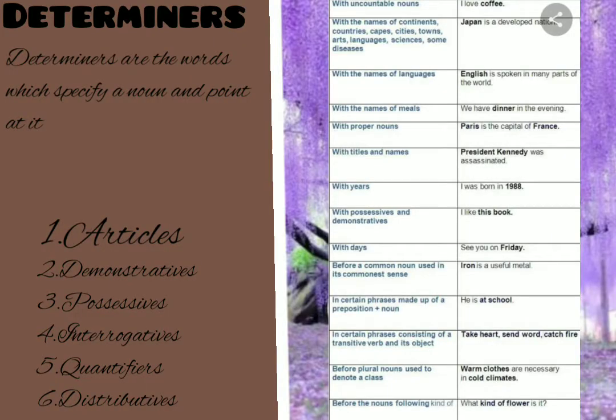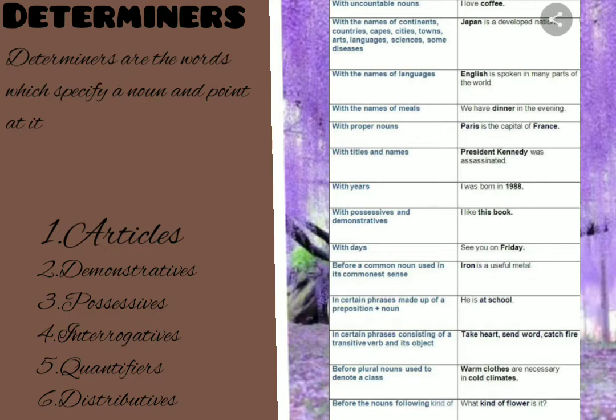Now there are such cases where articles are omitted. Omitted means they are not used. Now the first case where articles are omitted is with uncountable nouns. For example, I love coffee. Coffee is uncountable, so no article is used before this coffee.